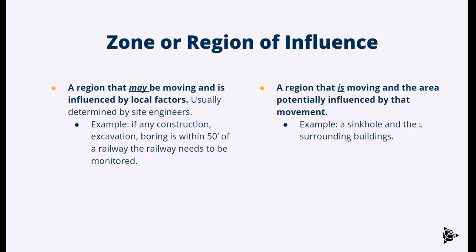The second type of region of influence is something that is already moving. And we expect that it might be influencing other areas. So this is something like a sinkhole or landslide or a landfill, something that we know is already going to be settling and moving. And we're measuring it to make sure that it's not accelerating or getting worse, or if it's stopping, we need to know how long it stopped for, really understanding the inherent dynamics of the system.